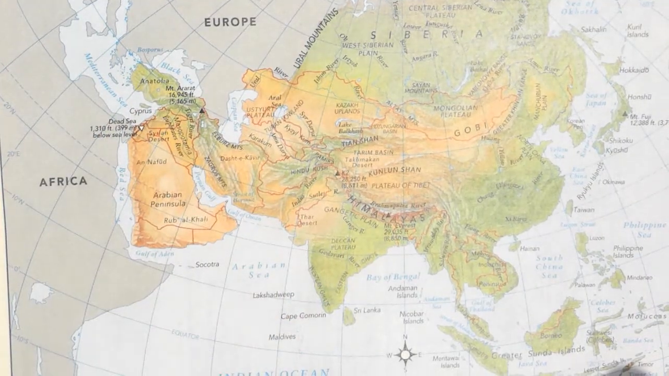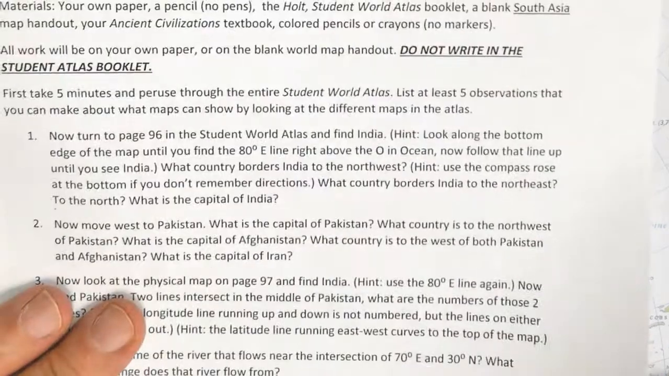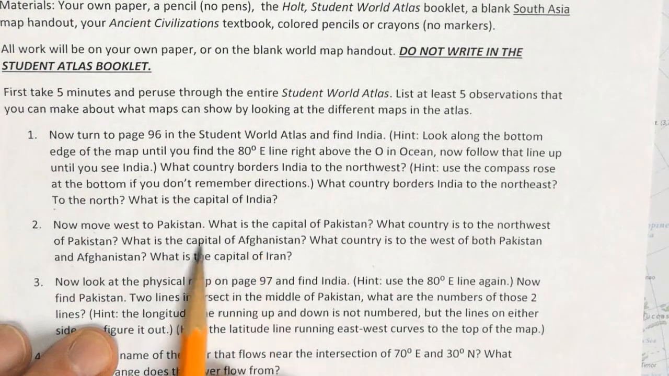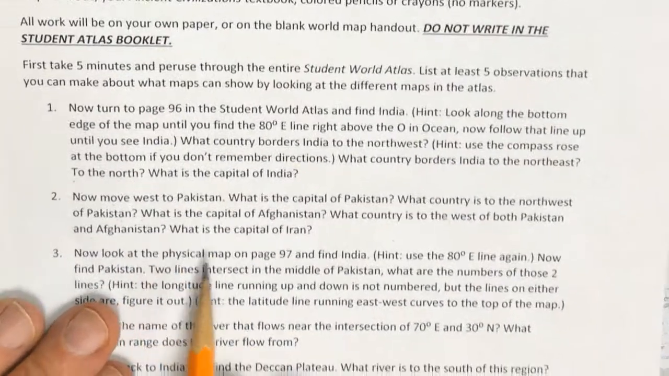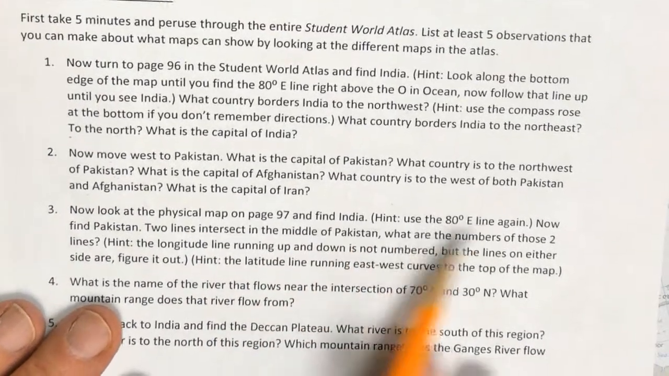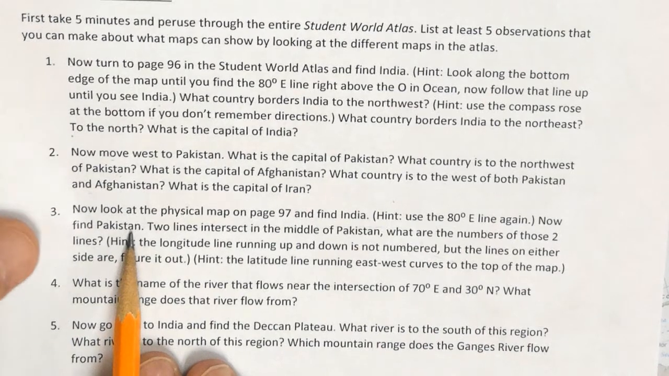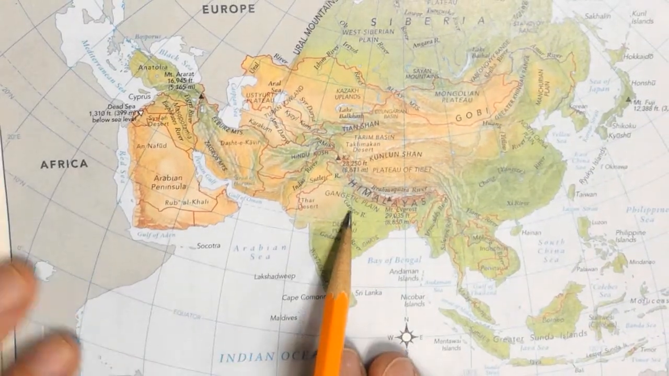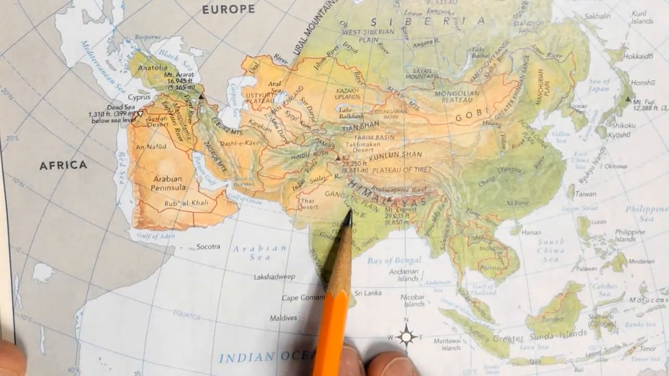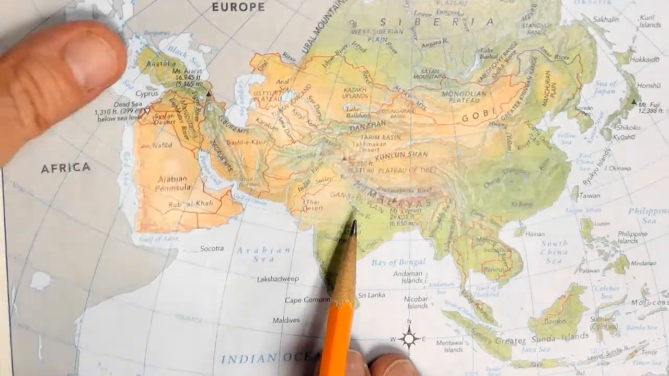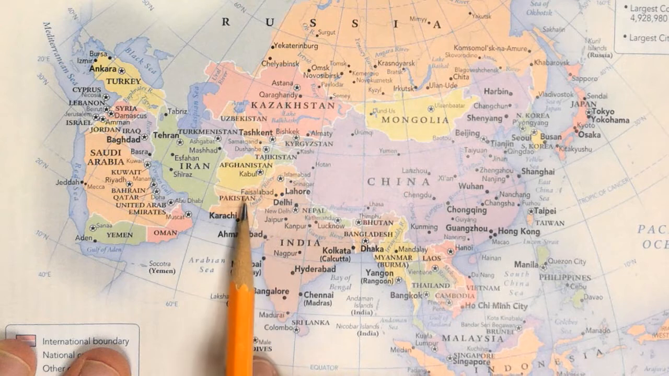Okay. Now I'm on India. So what am I supposed to do next? Look at the physical map of 97, find India. I can't use the 80-degree line. Now, find Pakistan. Okay, well, if that's India, does anybody remember where Pakistan was? If you don't remember where Pakistan was, flip your map over and find Pakistan again.